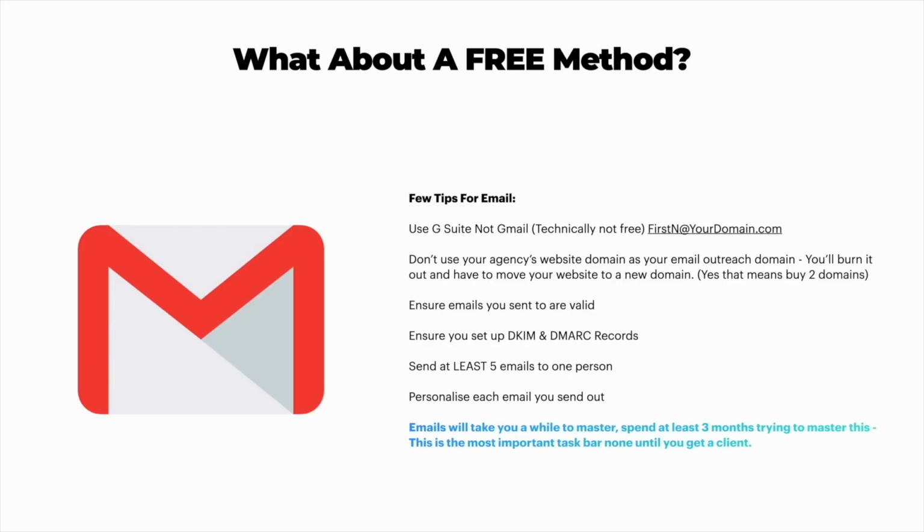So yes, this is not technically free, because it costs you $6 per month for G Suite and $12 a year just for your domain. So it costs you like $7 a month if you work it out in a monthly figure, because $12 divided by 12 months is $1, of course.